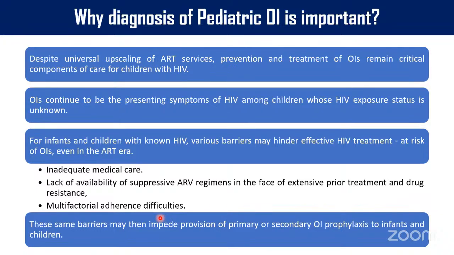As I already mentioned, OIs are coming down because of ART, but still it is important to diagnose them, because despite the universal upscaling of ART services, prevention and treatment remain a critical component, because they continue to present as a presenting complaint in HIV among those children who are exposed to HIV, but their status is unknown. They are HIV exposed infants.